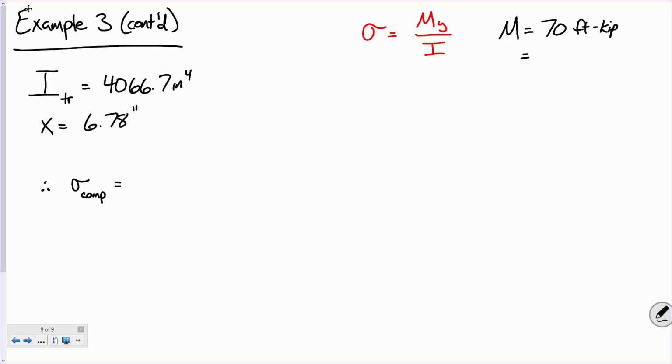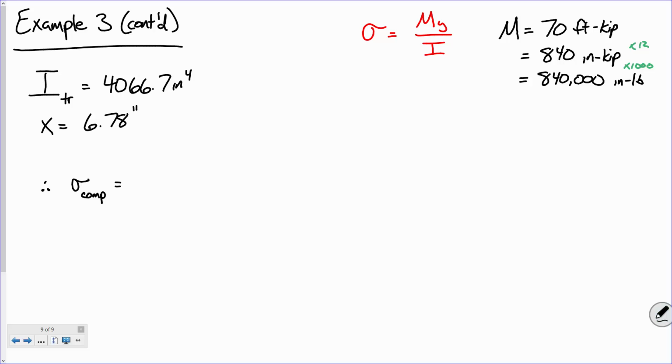How do we turn 70 foot kips into 70 inch kips? No, we're not dividing it. That's okay. Remember, when you're dealing with moments and the units are going smaller, we're just multiplying. So 70 times 12 is what? 840 inch kips. And 840 times 1,000. We multiply by 12 here, by 1,000 there. Am I right? I do that right? Okay.